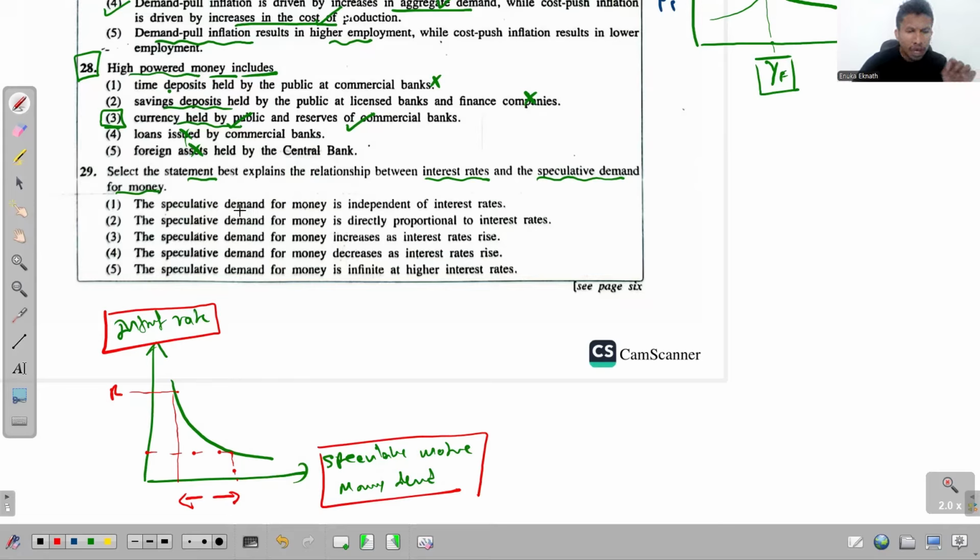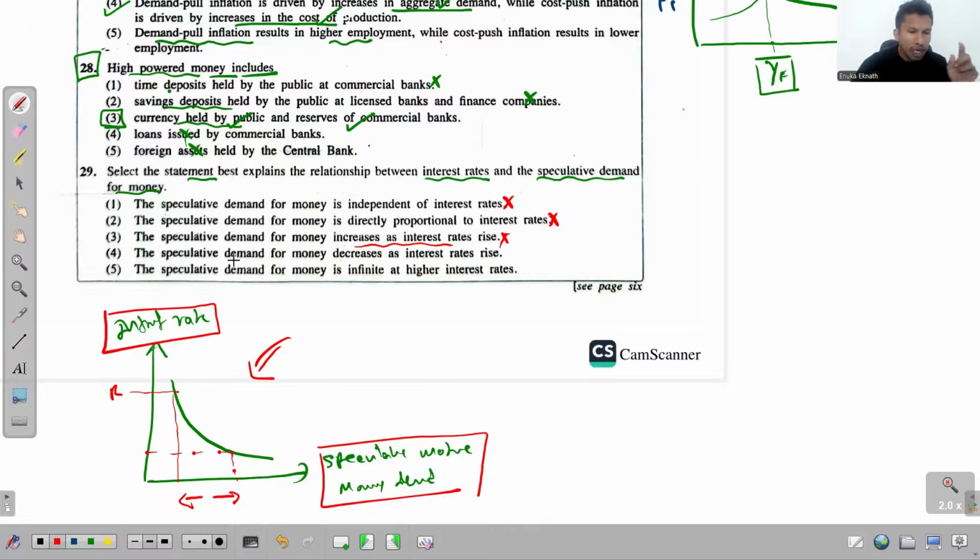First one, the speculative money demand is independent of interest rate. No, that's totally wrong, because if it is independent, we can't draw this curve this way. Second one, speculative demand for money is directly proportional to interest rate. Not directly proportional, because if it were, when interest rate increases, speculative motive money demand would also increase, which is wrong. Third one, speculative demand for money increases as interest rates rise. No, the opposite is true, not this given one, because there is a negative relationship between these two.